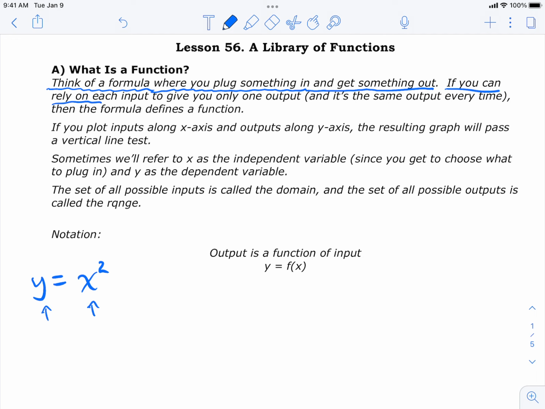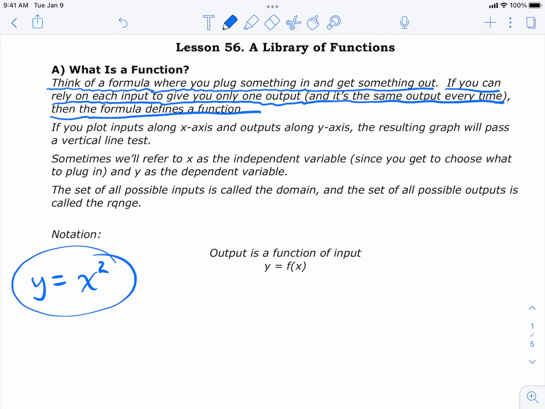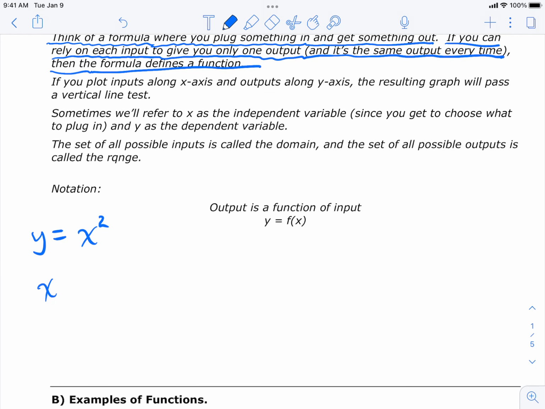If you can rely on each input to give you only one output, and it's the same output every time, then we call it a function. So I made up this nice little formula, y equals x squared. Now, to prove that it's a function, I have to show that when I make up anything for x, and I do mean any number for x, if I plug in 0, what's going to happen? I can rely on each input to give me one output, always the same output every time. I'm saying kind of two things there.